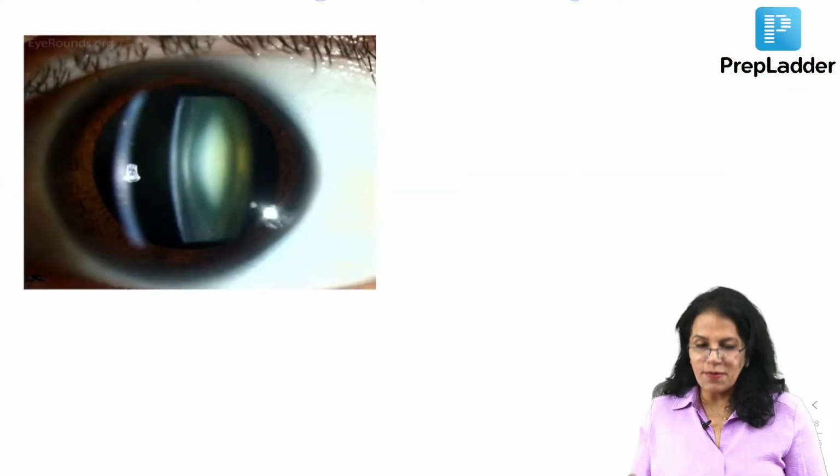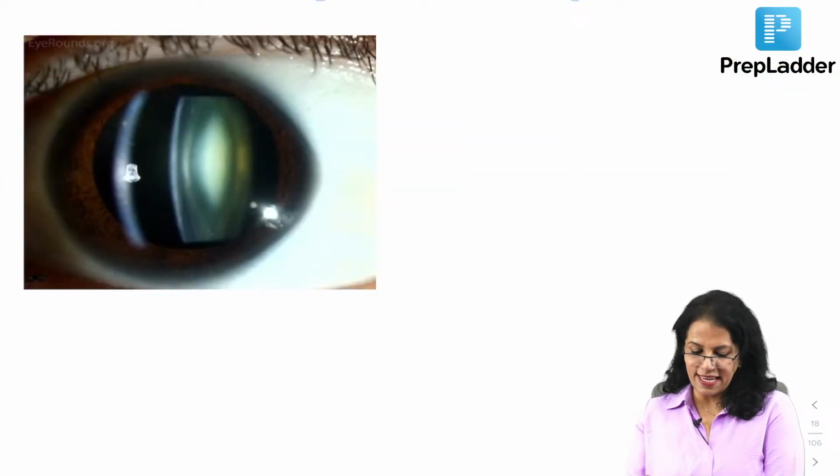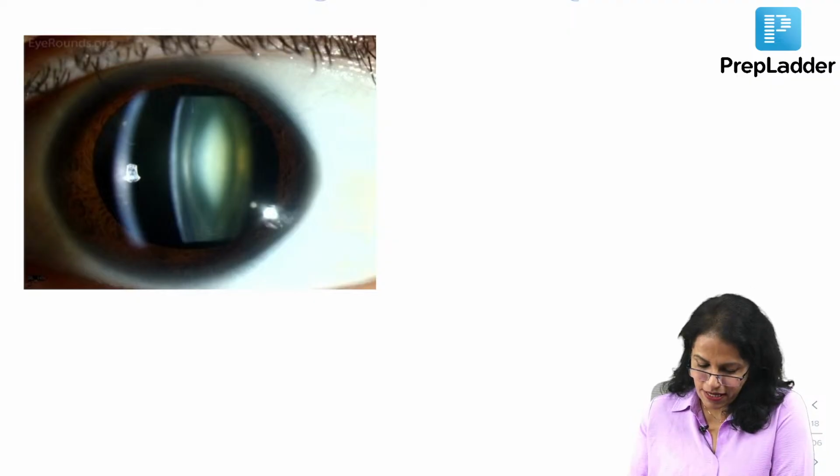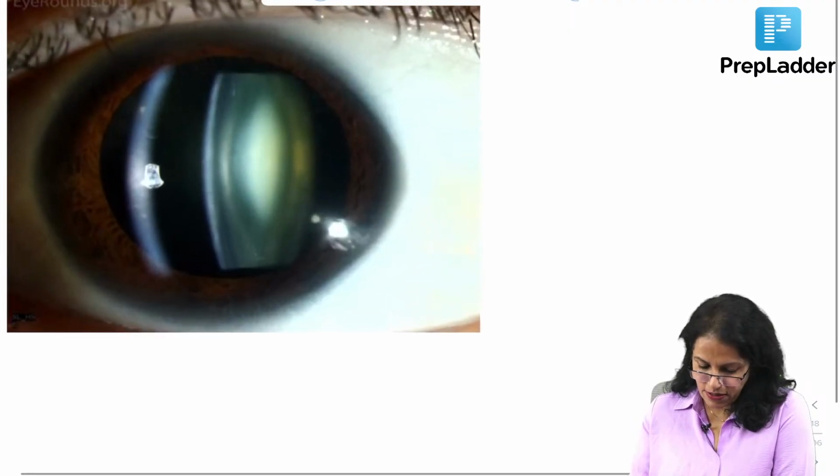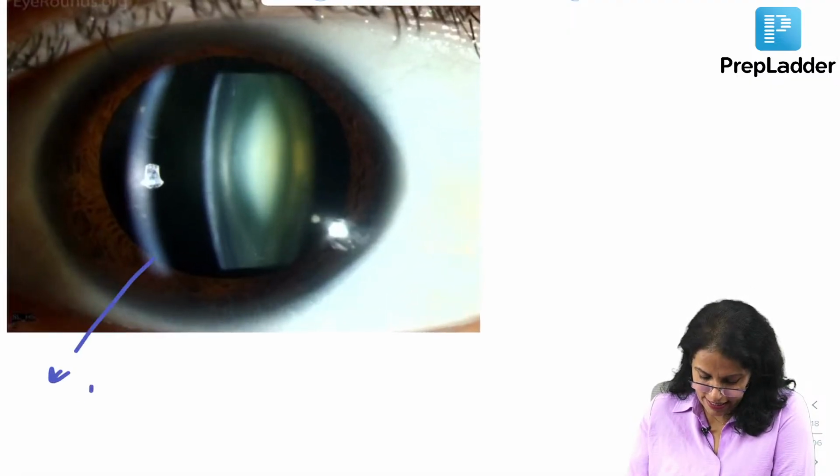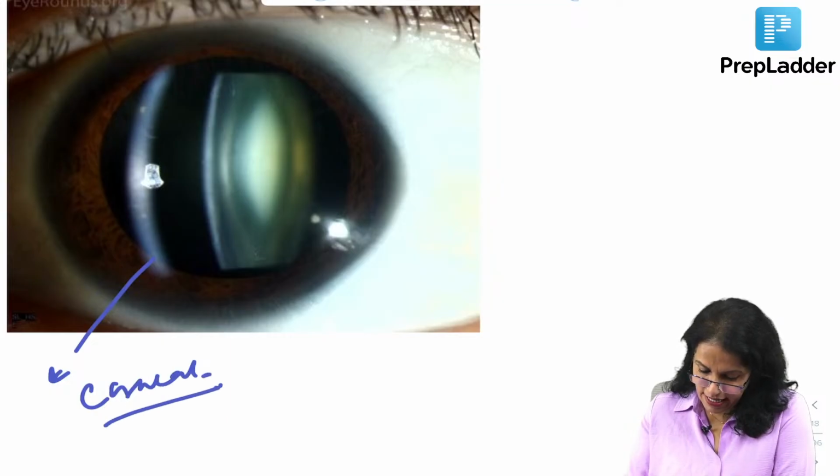We next talk about this image. All of you, what do you see here? So, what is this image? I can see on the slit lamp, this is your corneal section which looks clear. And in the lens, this looks clear, isn't it? This is all good. But here it is the nuclear cataract.